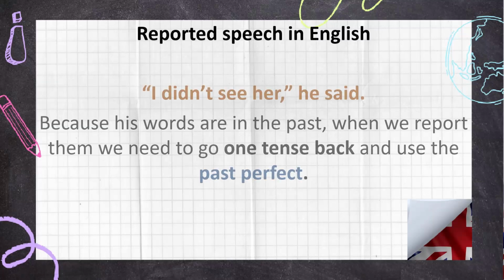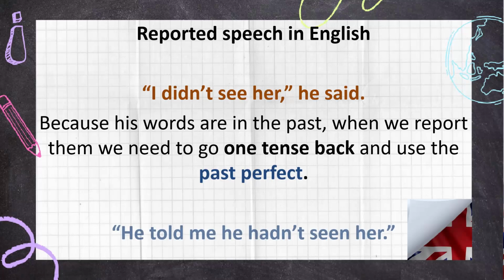Reported speech in English. I didn't see her, he said. Because his words are in the past, when we report them, we need to go one tense back and use the past perfect. And say, he told me he hadn't seen her. So we went one tense back.